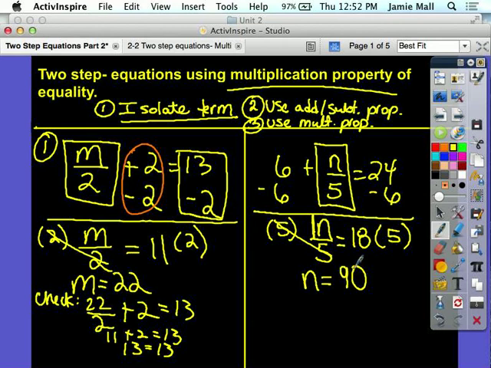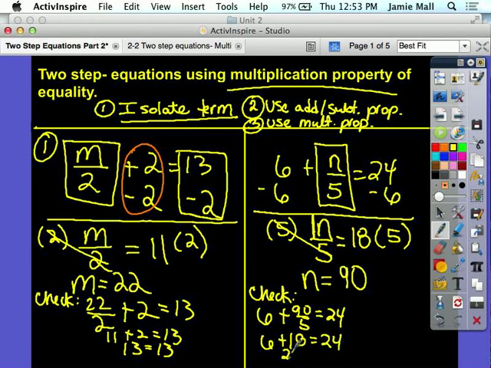Next step involves checking to make sure that my scale is back in balance. 6 plus 90 over 5, 90 divided by 5, is equal to 24. 6 plus 18 equals 24. True. 24 on the left, 24 on the right. Cha-ching. It checks.